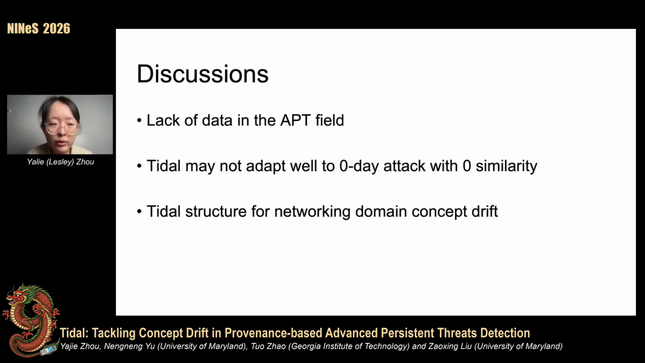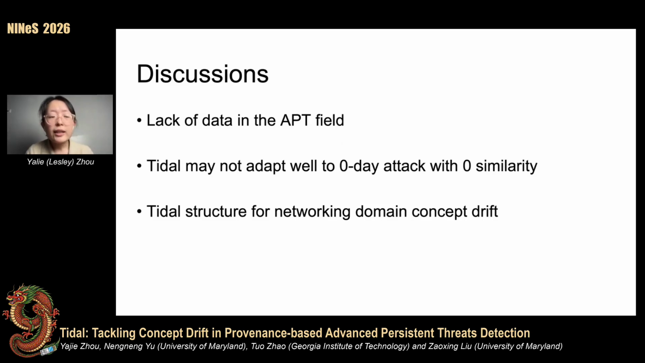And here I also want to raise some discussion points with you. First, Tidal's evaluation for concept drift is not perfect because we in general really have limited data for the APT problem. And if you look at the previous papers, everyone is using this DARPA E3 and E5 dataset. So one challenge and important thing we can do in the future is to cooperate with industry to have more specific APT datasets that we can use to evaluate the concept drift scenario.